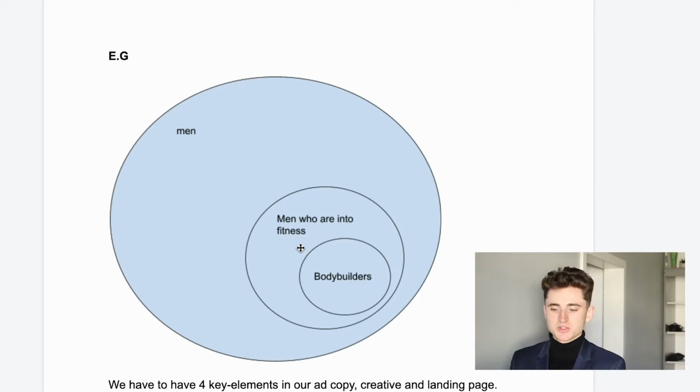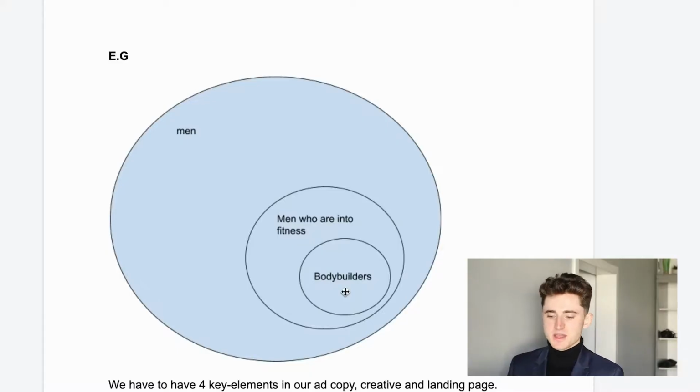So if we use words like "only men" in the ad copy, that is not going to help the ad algorithms a lot. That will still target kind of your audience, but we limit ourselves from the full potential. Let's go a little bit further. Let's say that our target market is men who are into fitness. Now this is a little bit better.